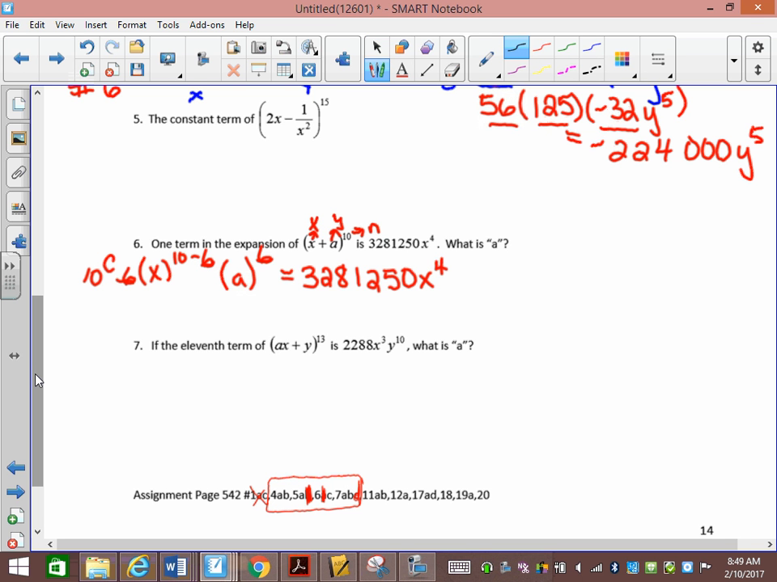What's 10c6? So we have 210 x to the 4, a to the 6 equals 3,281,250 x to the 4. I can cross off both x to the 4s. Why? Because they'll just cancel anyways. If you divide by x to the 4 on one side, you have to do it to the other side. They're going to cross off.